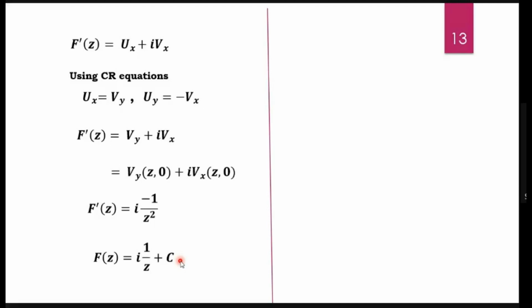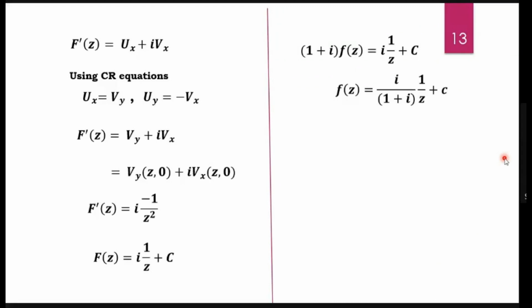Now replace capital F of z by small f of z. So 1 plus I into small f of z is equal to I into 1 by z. So what will small f of z be now? Dividing throughout by 1 plus I, f of z will be I upon 1 plus I into 1 by z plus capital C upon 1 plus I. Again capital C upon 1 plus I can be replaced by small c. So I'll write f of z is equal to I upon 1 plus I into 1 by z plus small c, where small c is capital C upon 1 plus I.